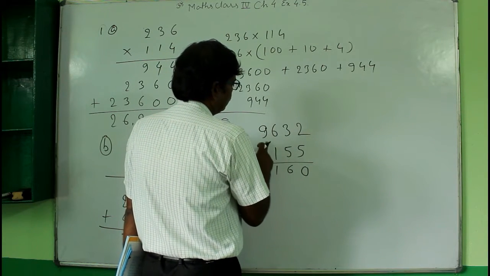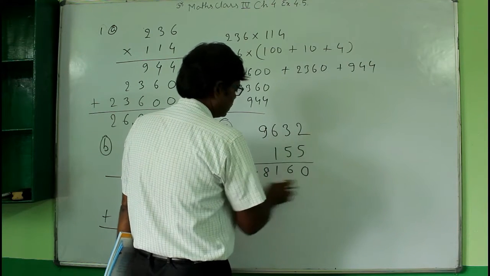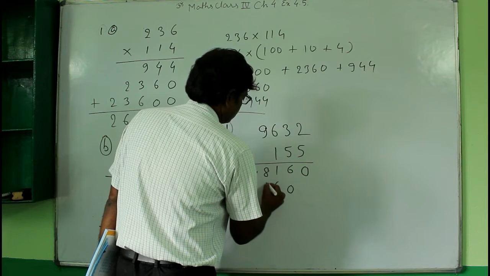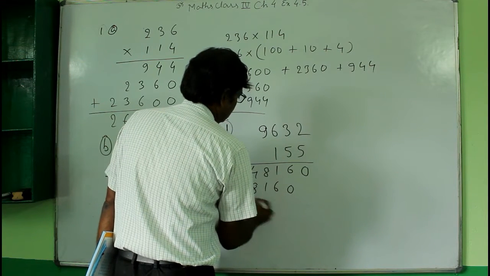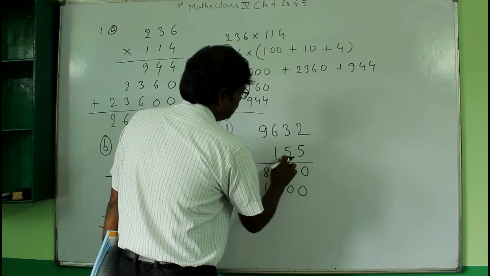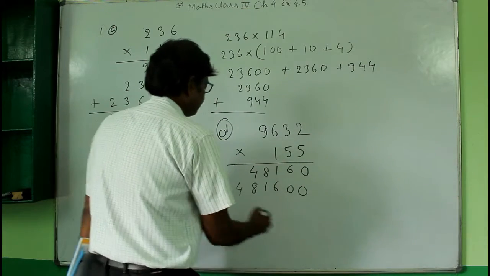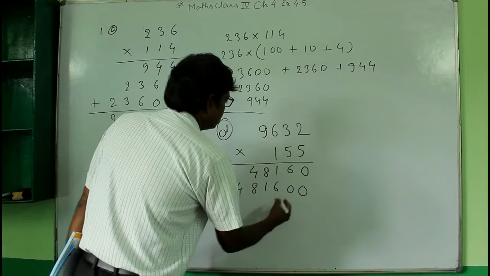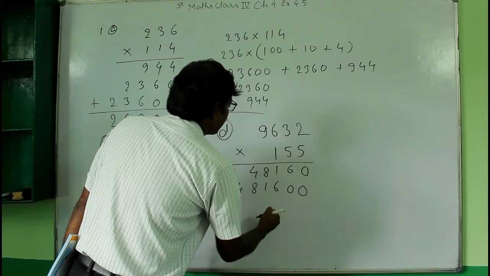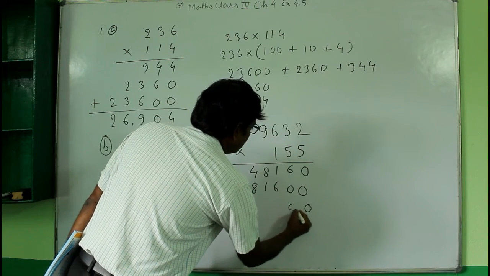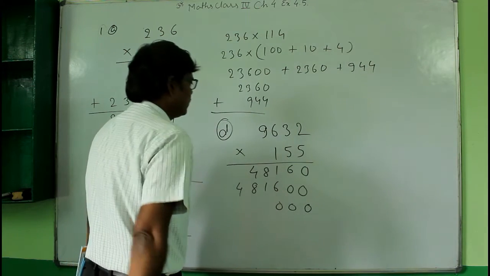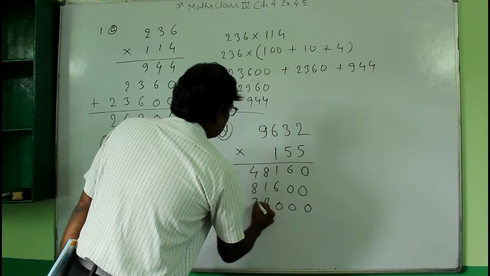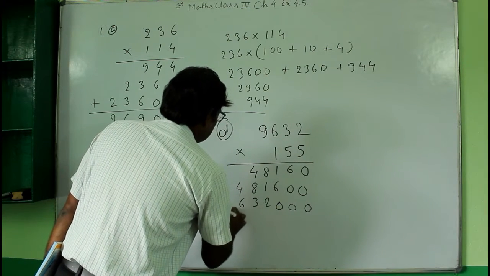Now again you will multiply this with 5, so you will get the same number. So just copy this number here, and put a 0 here because this 5 is at the tens place. Then next is this into 1, which will be 9632. Put 3 zeros here, because 1 is at the hundreds place, and the other numbers will be 2, 3, 6 and 9.